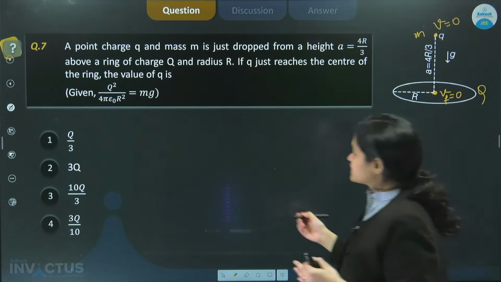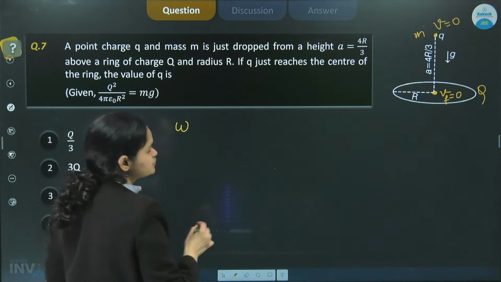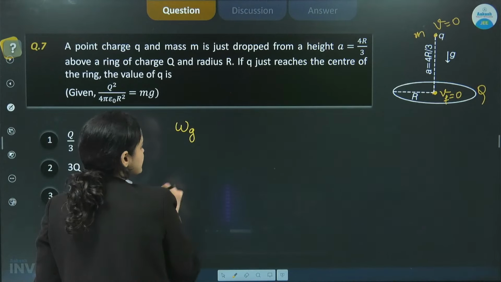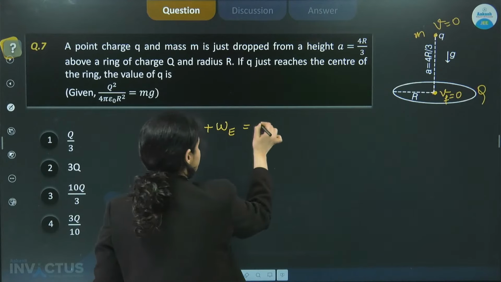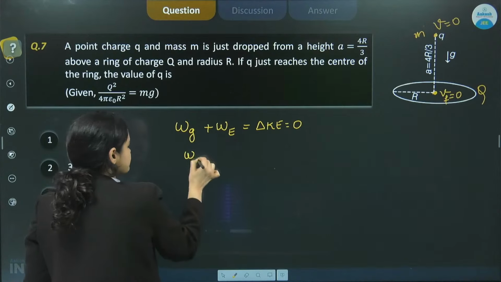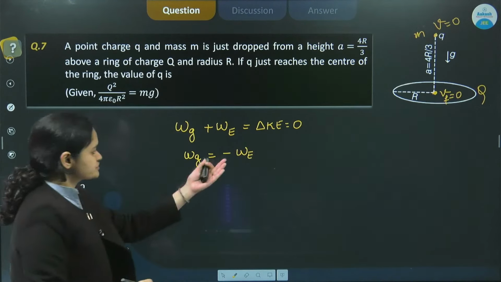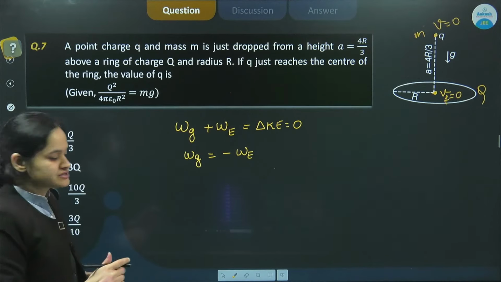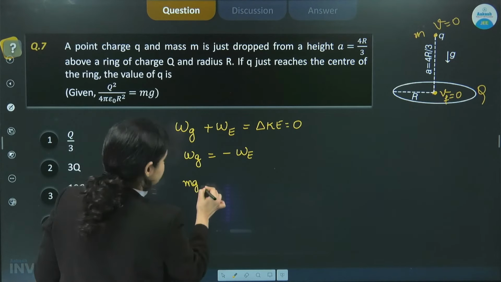All right, so we can apply work energy theorem or conservation of mechanical energy over here, conservation of total energy of the system. So this turns out to be work done by gravity plus work done by electrostatic force is equal to change in kinetic energy, which is equal to 0. So work done by gravity is equal to negative of work done by the electrostatic force, which turns out to be the change in potential energy due to the charge distributions. So this can be written as mg into 4r by 3.